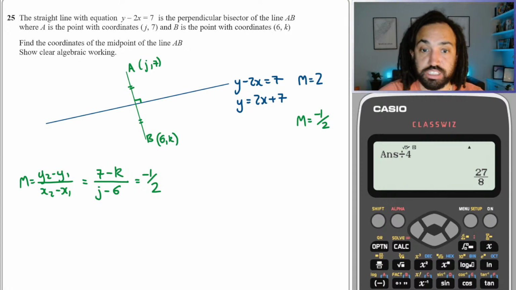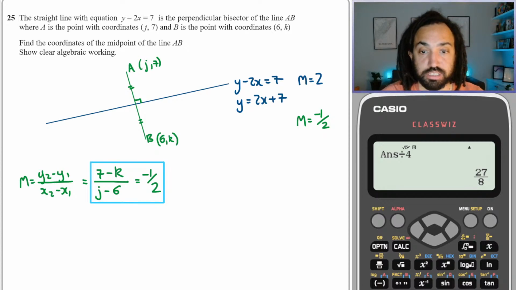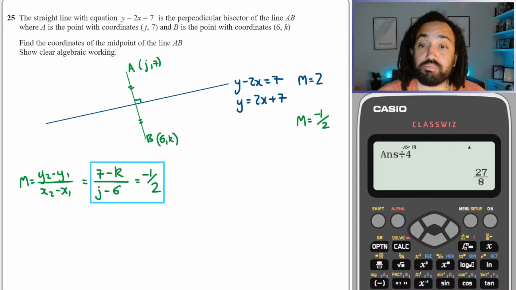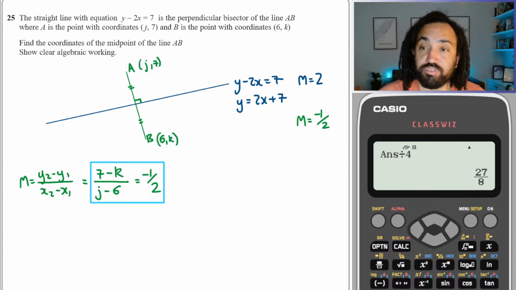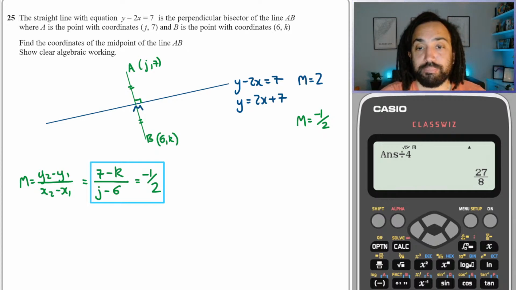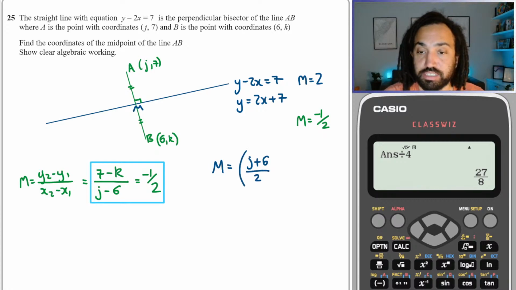So that's my first equation, but that equation has two unknowns in it. So that means I'm going to need to find another equation in order to solve them simultaneously. Now what are we going to do? So we can work out what the midpoint is actually. The midpoint M is equal to, well, it's the x coordinates halved after you've added them together. It's the average of the x coordinates, and it's the average of the y coordinates. So k plus 7 over 2.